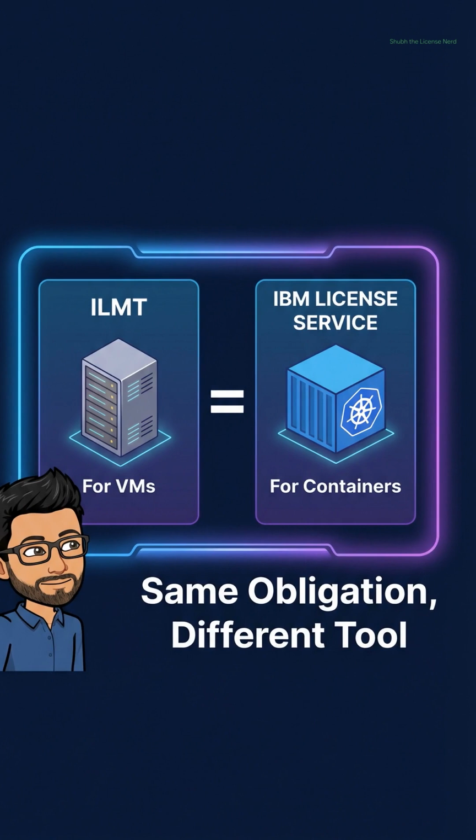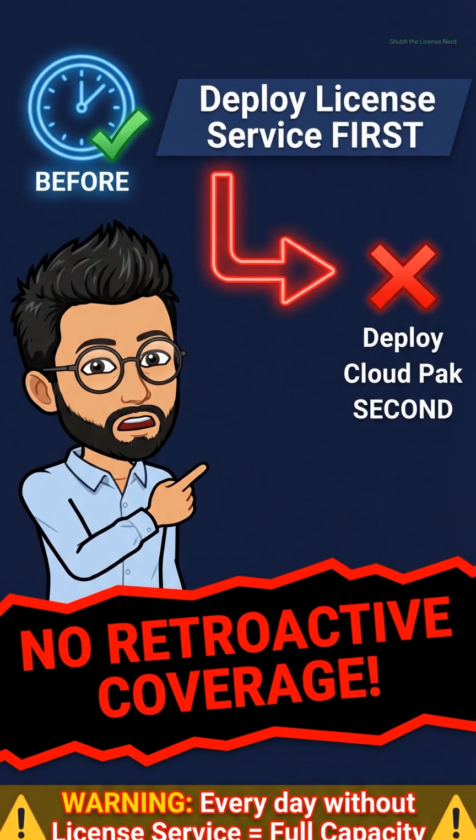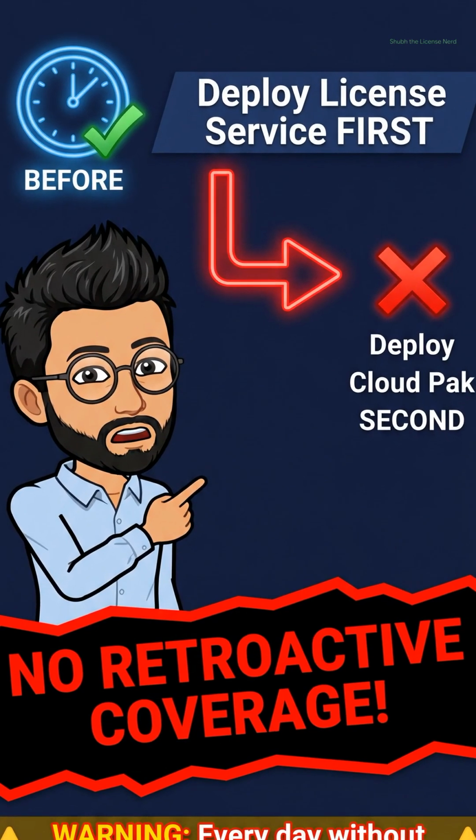Now let's talk about IBM License Service. This is the equivalent of ILMT for containerized environments. IBM License Service must be deployed and continuously running in every single OpenShift namespace where IBM Cloud Paks software is running. It collects VPC consumption data and generates compliance reports.